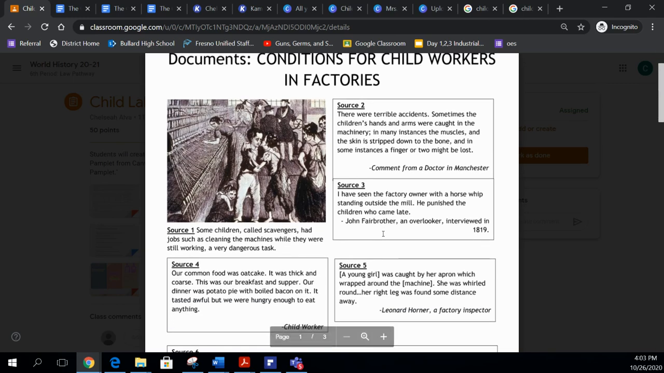Because you're trying to convince people to end child labor, it's going to be really powerful to use the voices of these children, of the people working in the factories. One example, from a factory inspector in source 5, says a young girl was caught by her apron, which wrapped around the machine, and she was whirled around and around, and her right leg was found some distance away. So she was swirled around and around by this machine because her apron got caught and her leg got cut off.